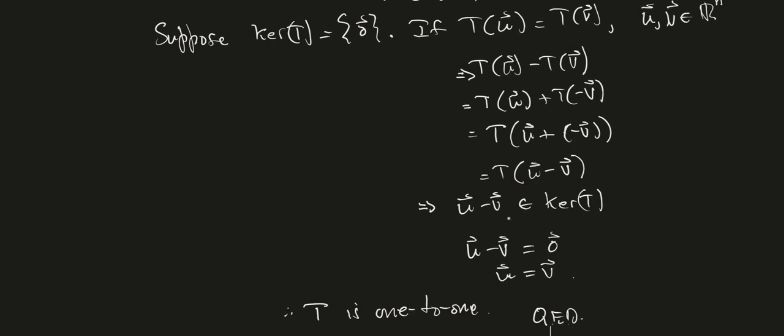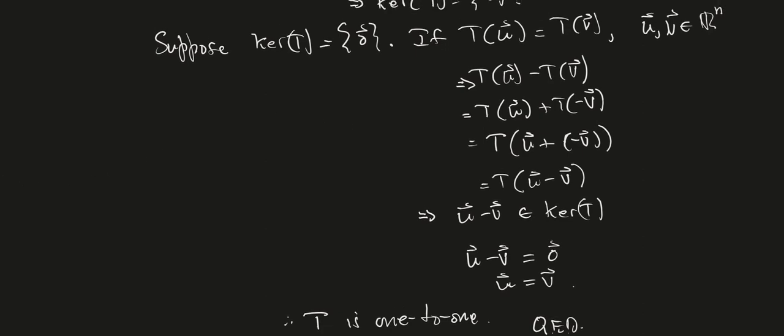So now what this theorem gives us is a nice and easy way to establish if a transformation is one-to-one. We simply look at the kernel, and if the kernel consists of only the zero vector, so if we only get the trivial solution when we're solving that homogeneous system, then it means that the transformation has to be one-to-one, all right?